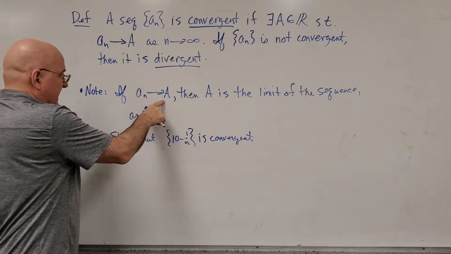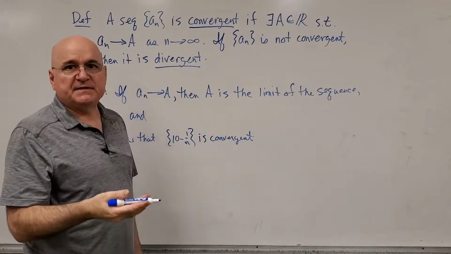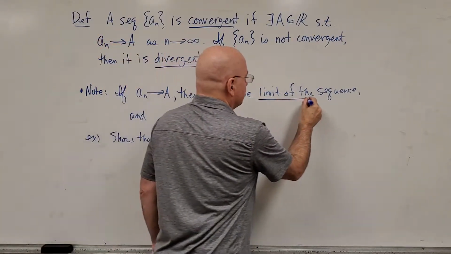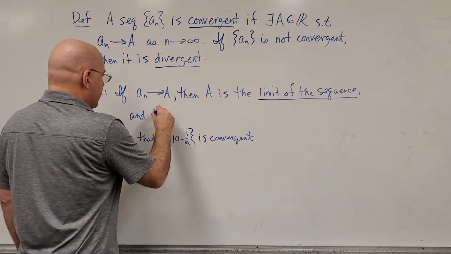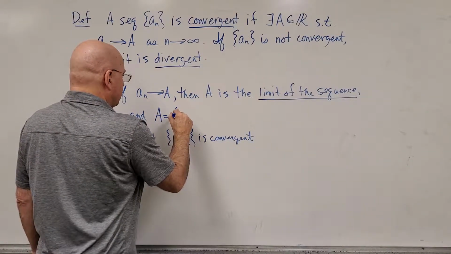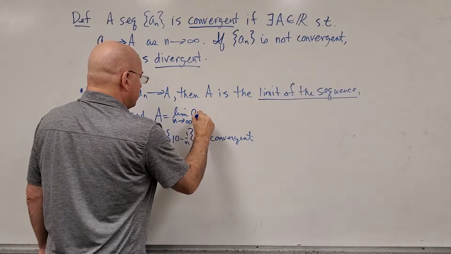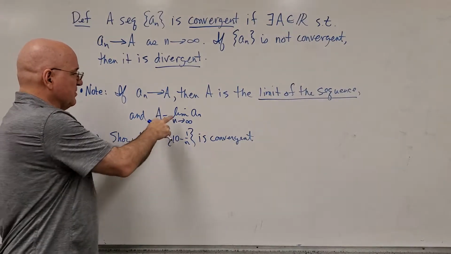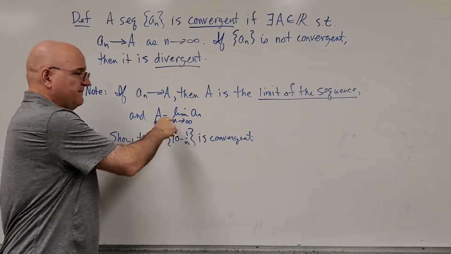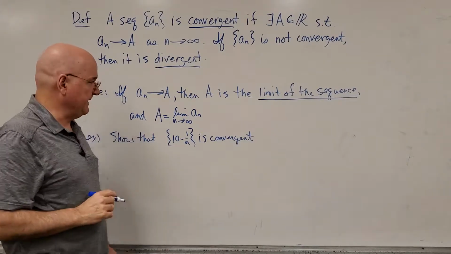Okay, note, if a_n converges to A, then A is called the limit of the sequence. And we might write this: A is equal to the limit as n goes to infinity of the a_n's. This means that A is the limit of the sequence. This is only true if a_n is a convergent sequence, and it converges to this real number A.